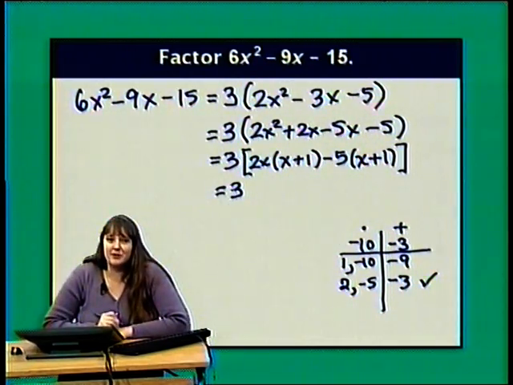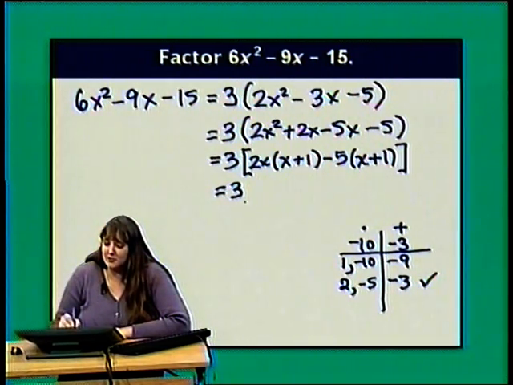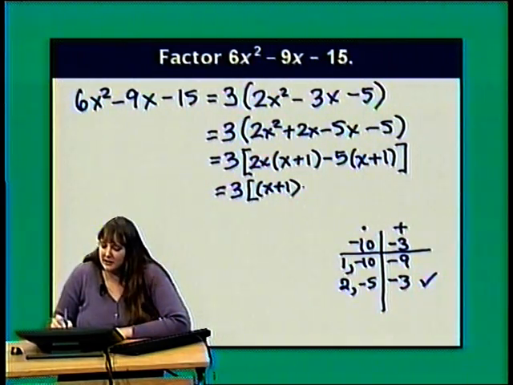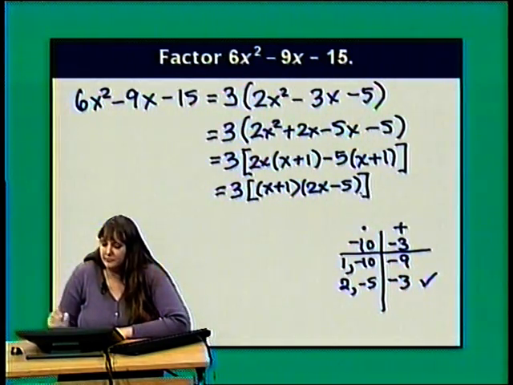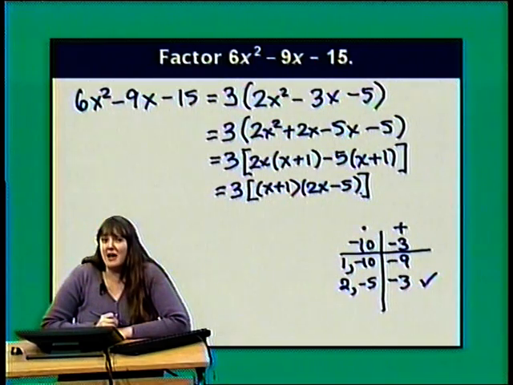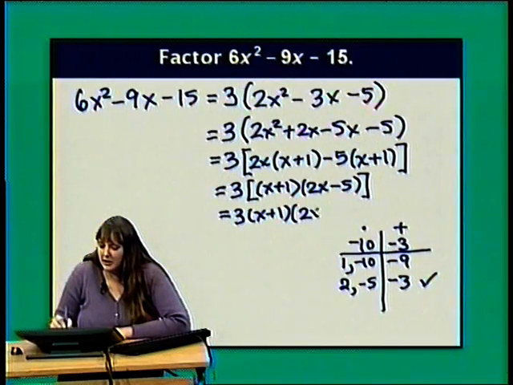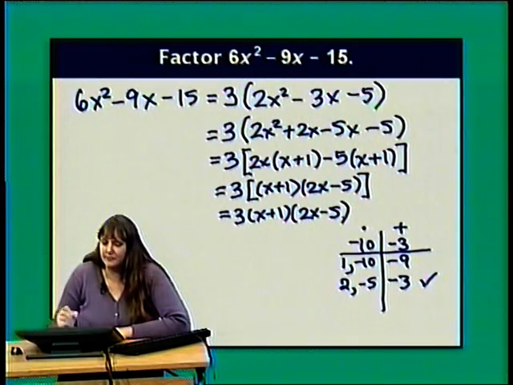So I've got this factor of 3, my greatest common factor I pulled out at the beginning. Inside the square brackets now I have a common binomial factor of x plus 1. When I factor that out, I leave behind 2x minus 5. Notice here, now we have all factors. Everything's being multiplied together. Those square brackets aren't really needed. I could have just written this as 3 times the quantity x plus 1 times the quantity 2x minus 5.